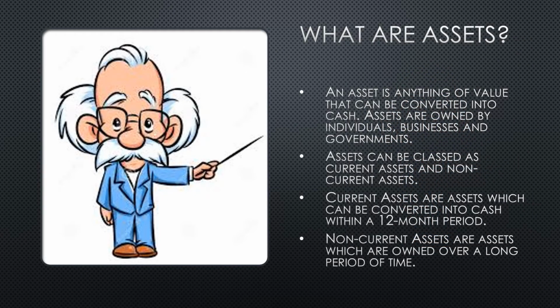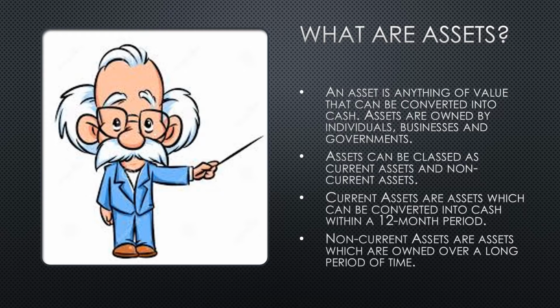So what are assets? Assets are anything of value that can be converted into cash and are owned by the business, individuals, and governments. Within accounting, assets can be classed as current assets and non-current assets. However, these will be discussed in future vodcasts and are only applicable for senior accounting in year 12. However, current assets are assets which can be converted into cash within a 12-month period. So examples of current assets are things like cash at bank, accounts receivable, or even petty cash.